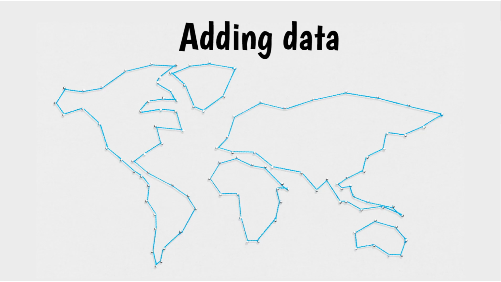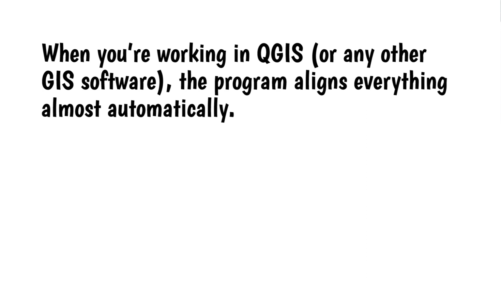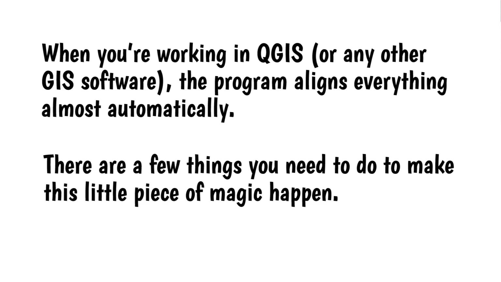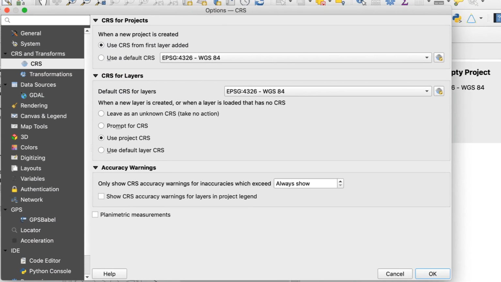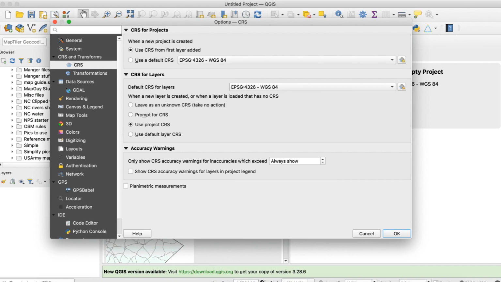Adding data. Before we get started, there's an important setting to check. When you're working in QGIS or any other GIS software, the program aligns everything almost automatically. I say almost because there are a few things you need to do to make this little piece of magic happen. Go to the QGIS Preferences settings and click on the CRS tab. There are two important settings here. Under When a New Project is Created, check Use CRS from First Layer Added. Under CRS for Layers, check Use Project CRS. Now every layer you add will have the same projection as the first layer. This will keep all of your data properly aligned.